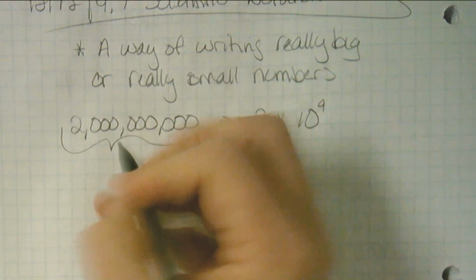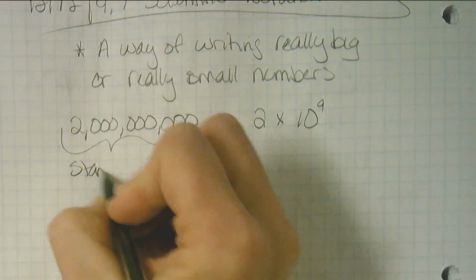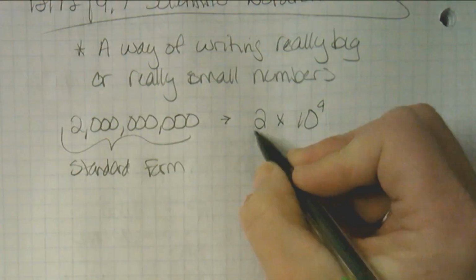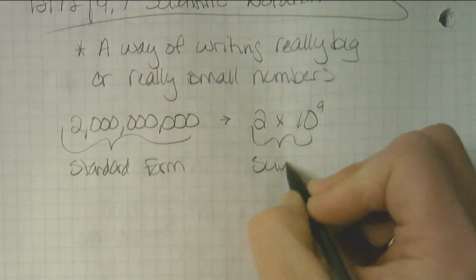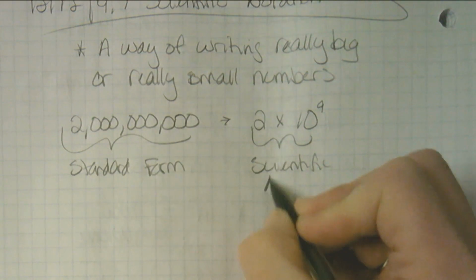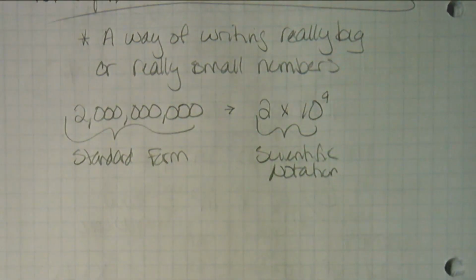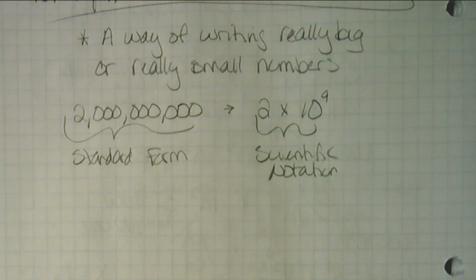2 billion written out, we call that standard form. 2 times 10 to the 9th, that is called scientific notation. All right, so I need to first talk to you about what scientific notation looks like. There is a very particular format in which it's scientific notation.